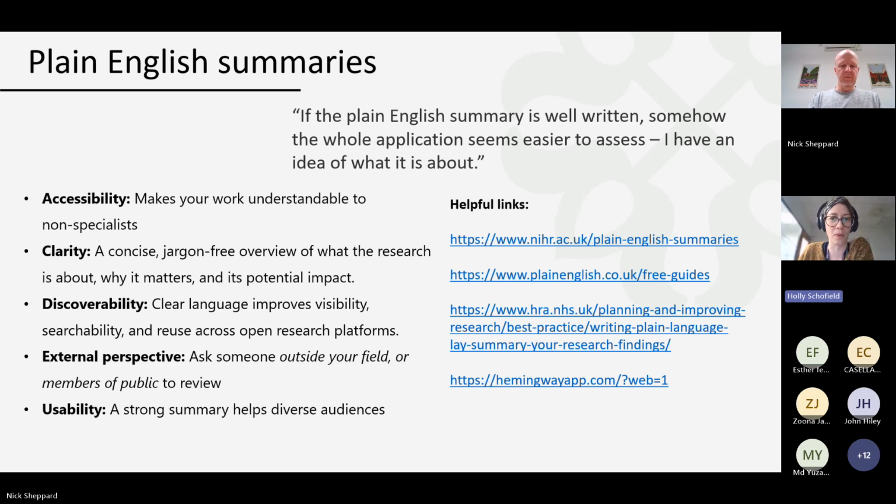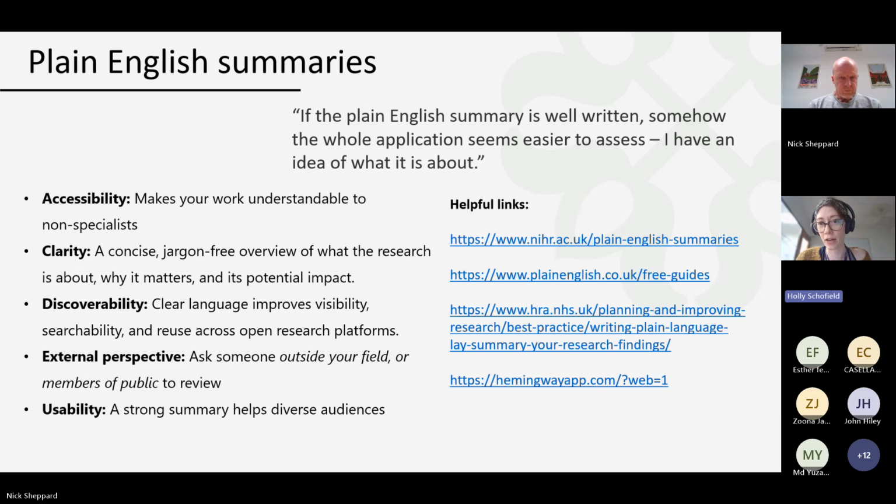But the Hemingway app provides an additional level. It doesn't just give you a reading age, but it scrutinizes the text and shows you exactly where words are too complex and where sentences are too convoluted. So you can really examine where a plain English summary is not up to scratch. Generally you want your plain English summary to be understandable to non-specialists of all different educational backgrounds, so just to be as broadly accessible as possible.